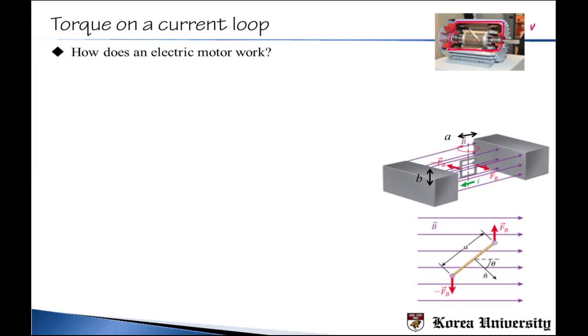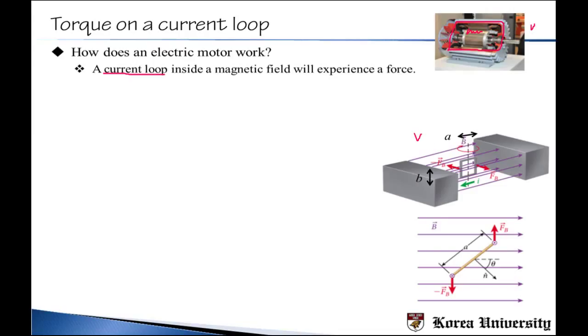And you can see there is a lot of electric wire wound many times. So it looks very complicated. But here we will think about the simplest example. Basically, the way an electric motor works is based on the magnetic force acting on current carrying wires. And let's consider, as the simplest example, a current loop in a magnetic field.